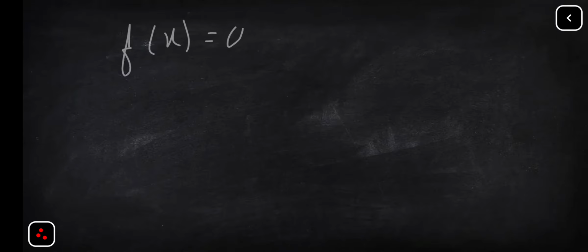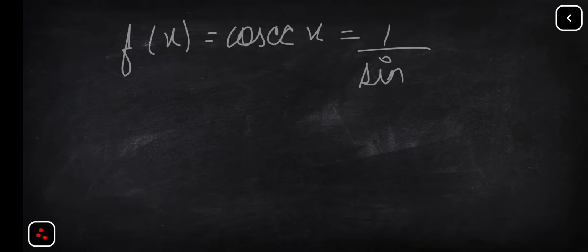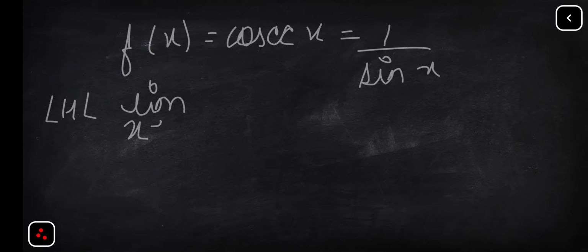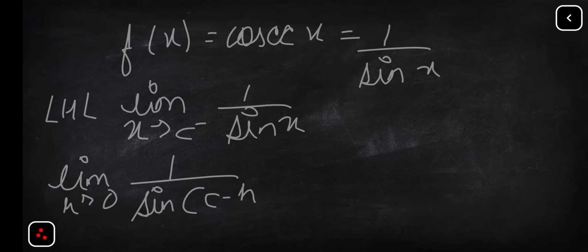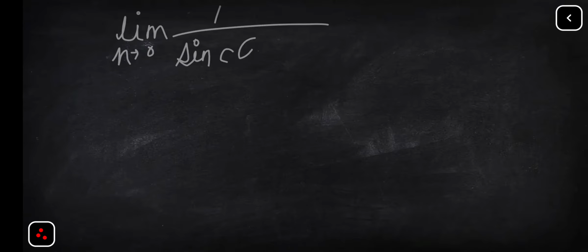Now the second one is f(x) is equal to cosecant, which is cosec x, which is also equal to 1 upon sin x. First we find the left hand limit of this function, LHL, limit x tends to c negative 1 upon sin x. So limit h tends to 0 of 1 upon sin(c minus h). Here we open the formula of sin(a minus b). Here it is limit h tends to 0 of 1 upon sin c cos h minus cos c sin h.